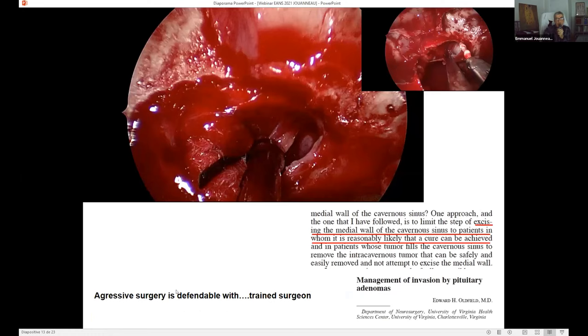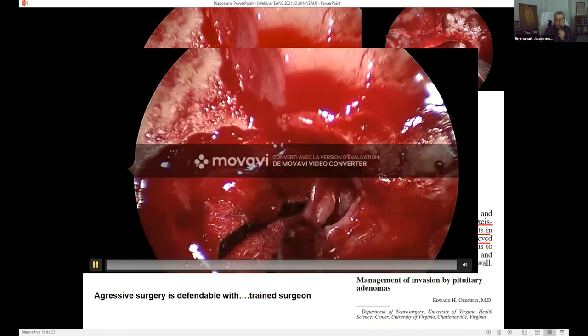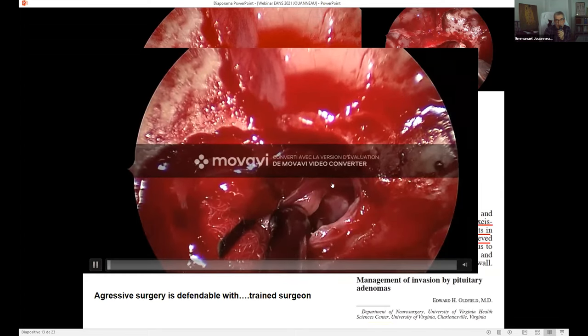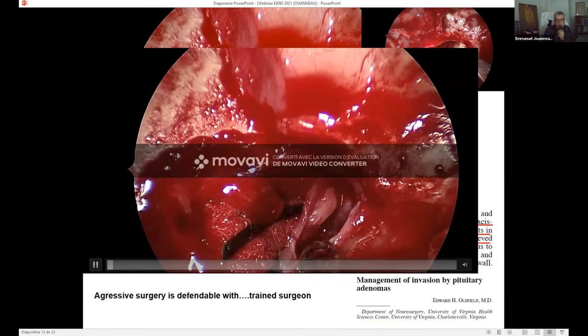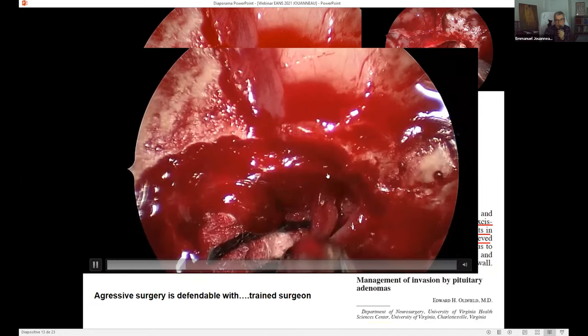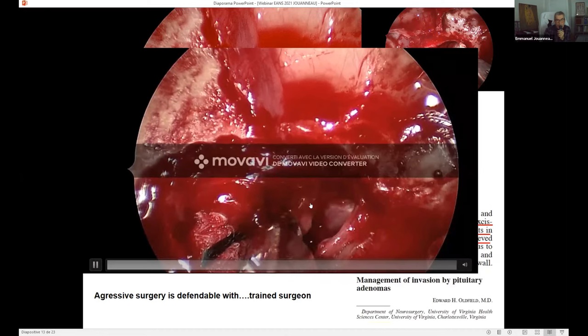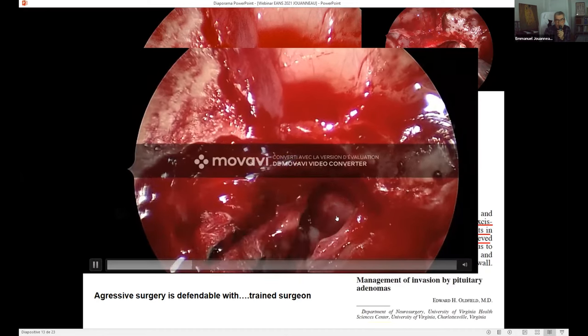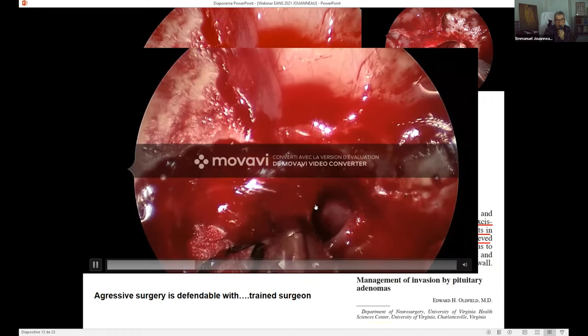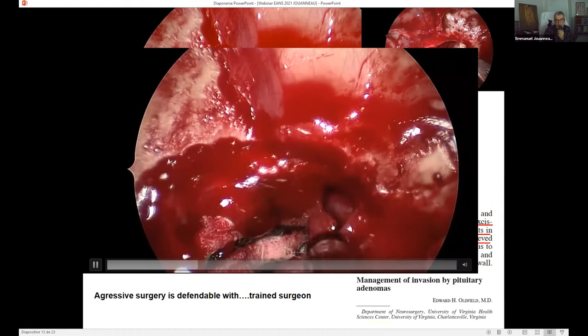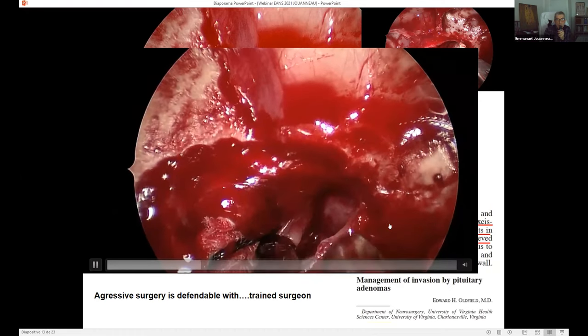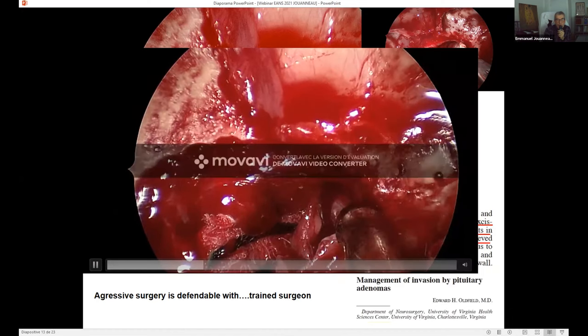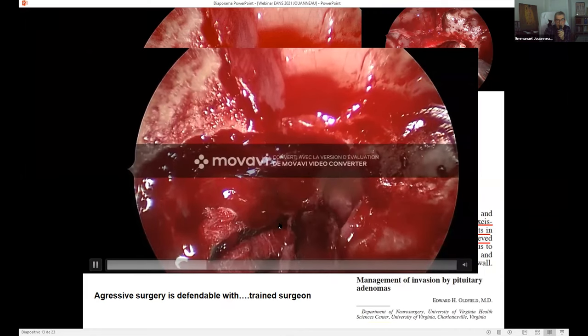So aggressive surgery for grade 3B tumors, when you use the medial approach, is defendable, but only with a trained surgeon. Like in this case, the pituitary adenoma was inside the medial wall of the cavernous sinus. It was a 3A, and sometimes you have a good anatomical condition, so you can split the medial wall of the cavernous sinus. Here is the carotid, and to remove the medial wall of the cavernous sinus, you cut, and it's easier. It's more difficult for grade 3B just below. It's probably the explanation of why you will not be able to cure 3B when there is an invasion.